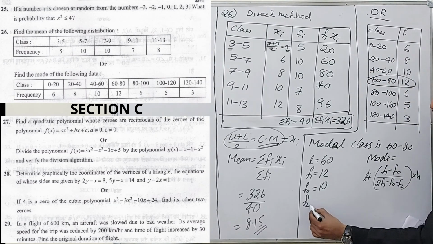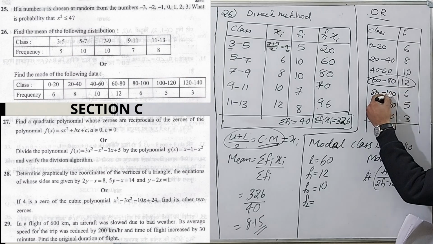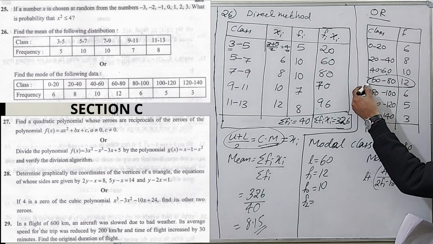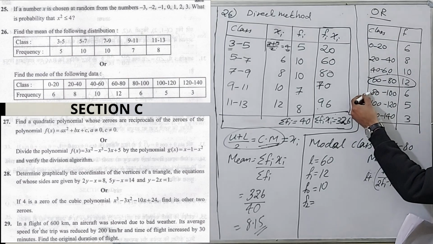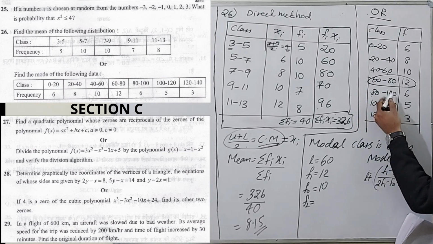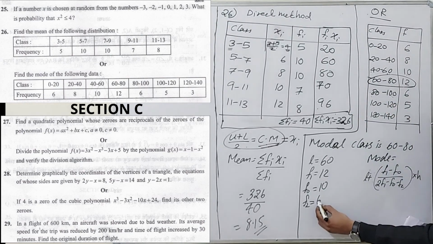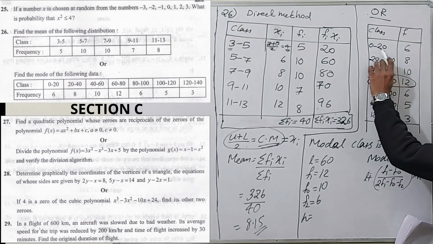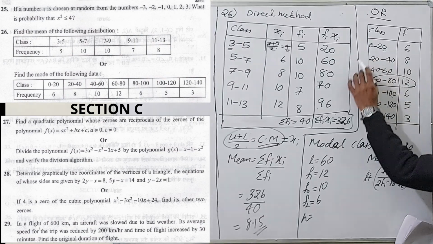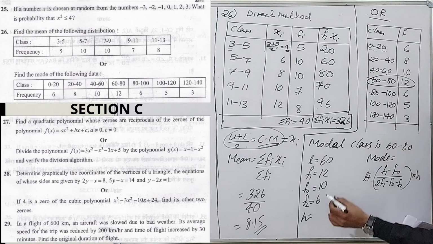And F2 is the frequency of the class succeeding the modal class, that is the class just after the modal class, that is 80 to 100. Its frequency is 6. What is H? Size of the class interval. Here directly by observation we can see that the size of the class interval is 20.